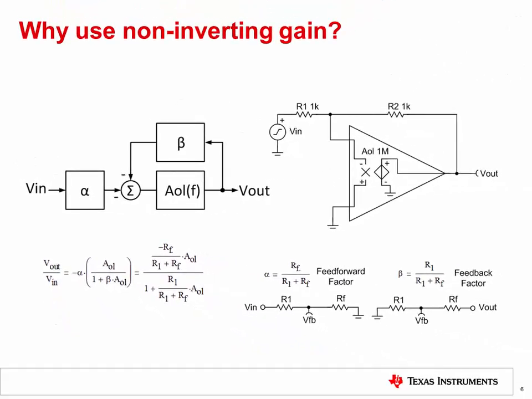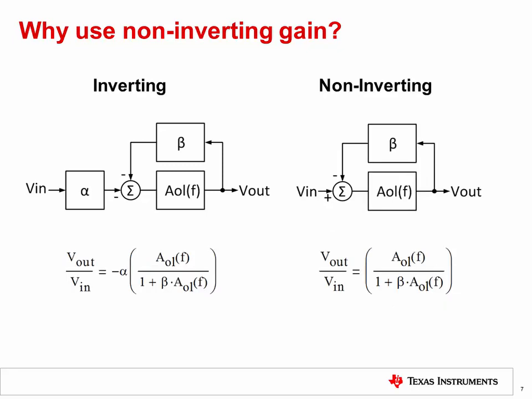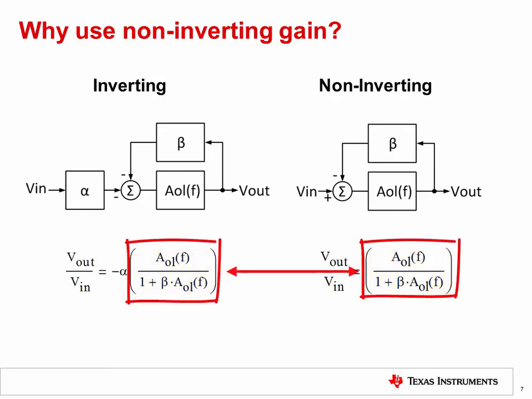Now let's compare the inverting and non-inverting configurations. Here we compare the inverting and non-inverting configuration side by side. Notice that the only difference between the two configurations is the feed-forward factor, alpha. Alpha is a constant scalar and does not affect bandwidth. The bandwidth is determined by the quantity AOL divided by 1 plus beta times AOL. This term is the same for both the inverting and non-inverting configurations.